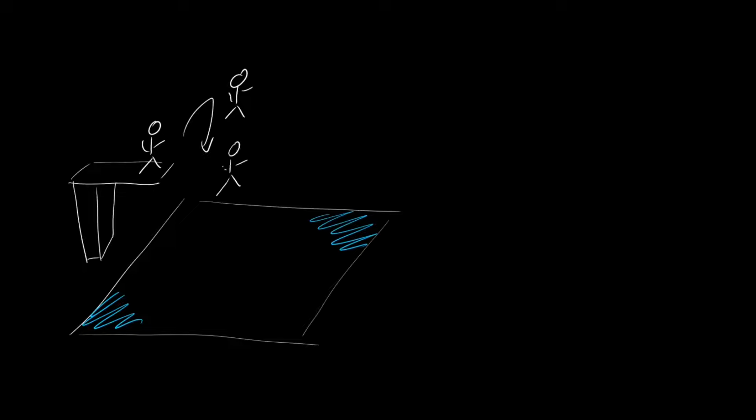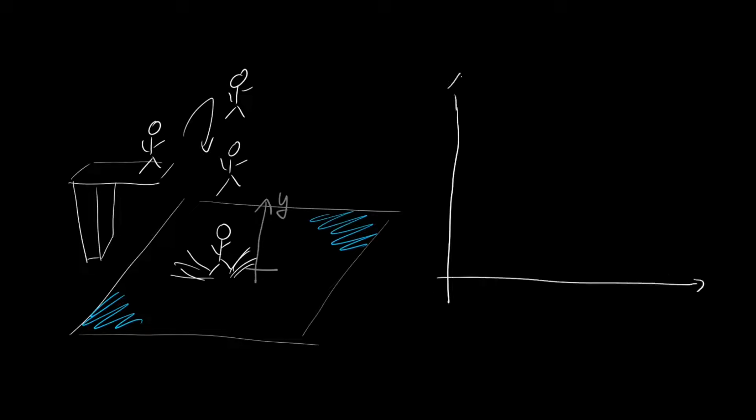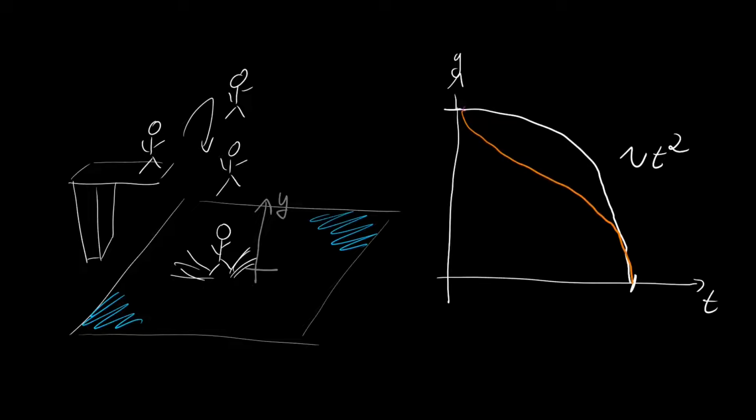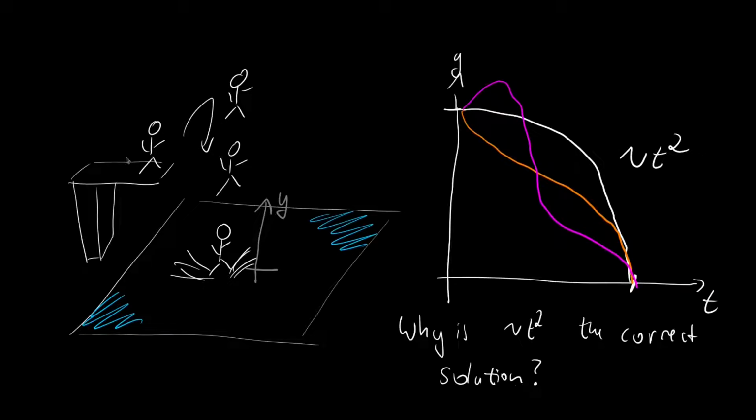You are at the public swimming pool and you're brave enough to go up the diving board and then you jump. You accelerate, fall and splash. Then you measure the height above ground over time and you know it has to be parabolic, so proportional to t squared. But why? Couldn't it be something else? Why is proportional to t squared the correct solution?